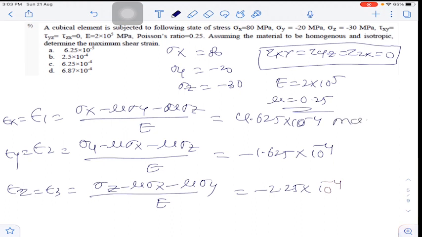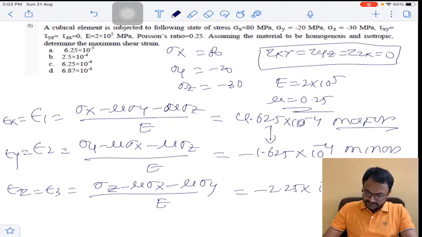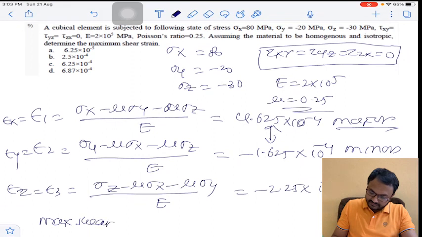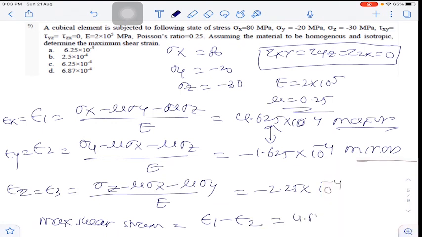So this is the major principal strain. This is the minor principal strain. So the maximum shear strain is epsilon 1 minus epsilon 2, that is major minus minor: 4.625 minus of minus 1.625. So you will get approximately 6.25. So the answer is C for question number 9. Okay.